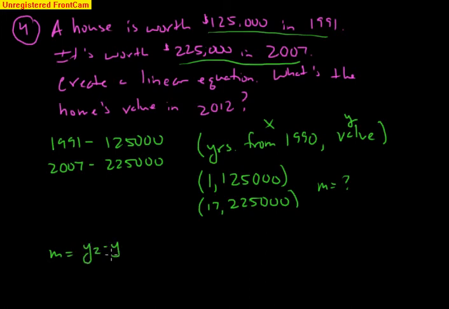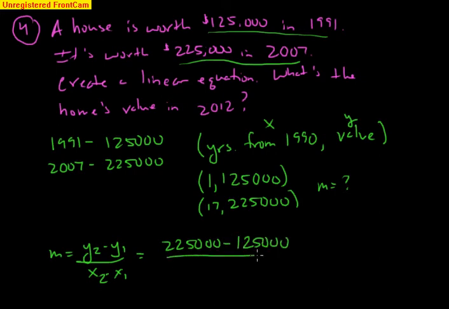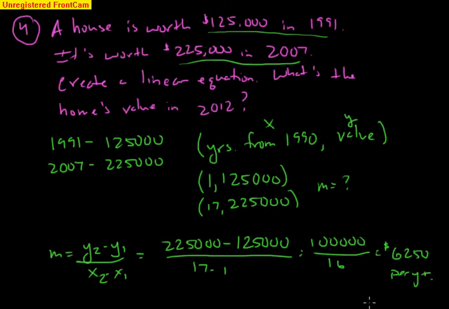Remember, the slope is the y's over the x's. y2 minus y1 over x2 minus x1. That's going to be 225,000 minus 125,000 all over 17 minus 1. You'll get 100,000 over 16, and this comes out to be 6,250. Since it's positive, this means that the house is growing $6,250 per year. Per year, it's going up $6,250. So this number is our slope.